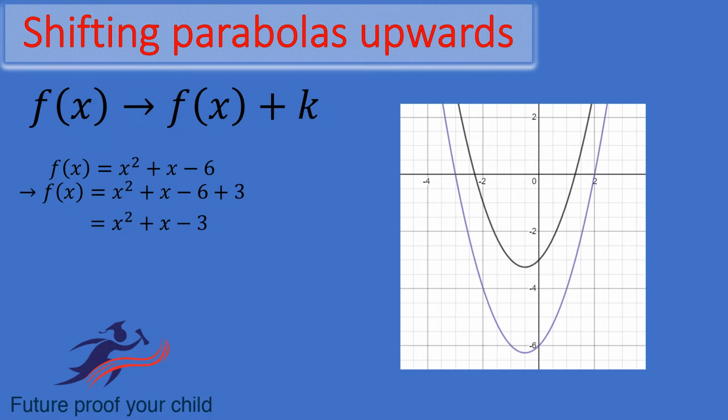Then to shift the parabola upwards, you just add the k at the end, and I chose k as 3. As you can see, the result is the black graph over there, and we've just moved the graph 3 units upwards.